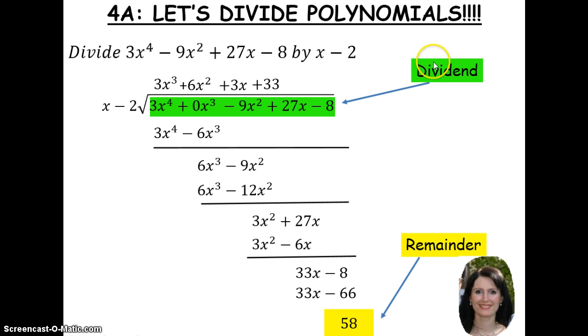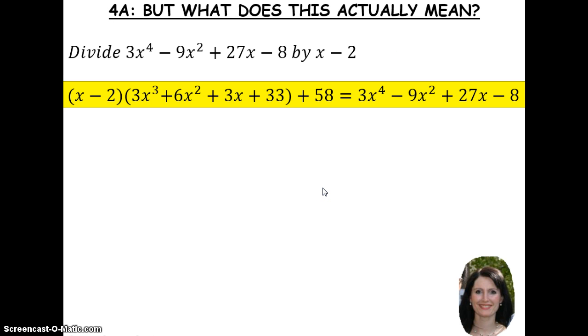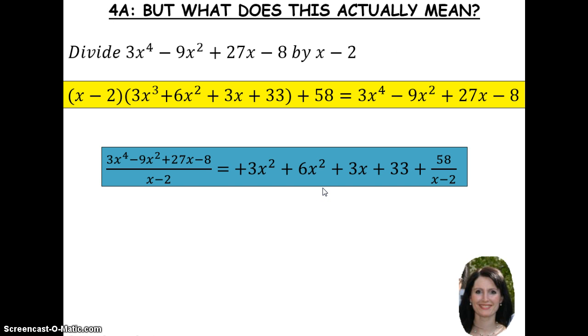This is called the dividend, and this is the divisor. Up here, I have my solution. So we can say 3x to the 4 minus 9x squared plus 27x minus 8 divided by x minus 2 equals 3x cubed plus 6x squared plus 3x plus 33 plus 58 remainder. How we can write this is as follows. There it is, divided by x minus 2. It equals 3x cubed plus 6x squared plus 3x plus 33 plus 58 over x minus 2.